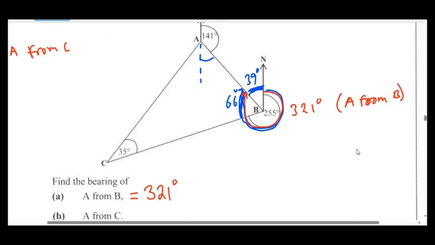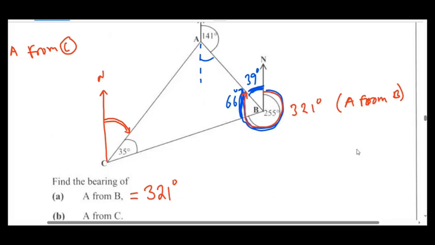So point A is right here, point C is right here. Remember, where they have said "from", that's where you need to draw the point of reference, which is the north in this case. So we have the north right here. We are going to move from the north, moving in a clockwise direction until we reach the line for AC. So we move from here, we come here until we reach this line. This is the bearing that they want us to find.